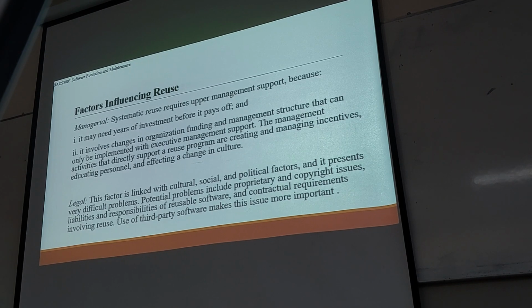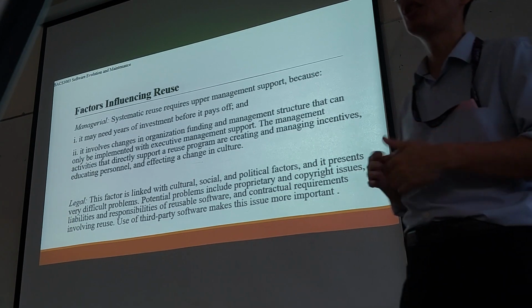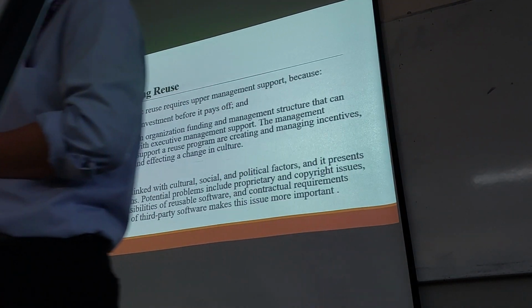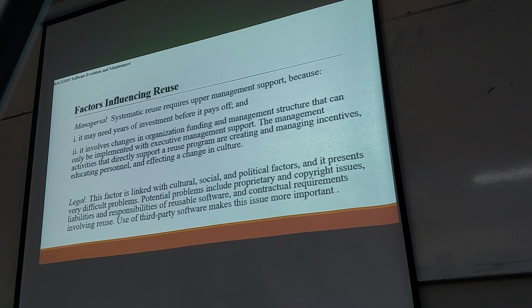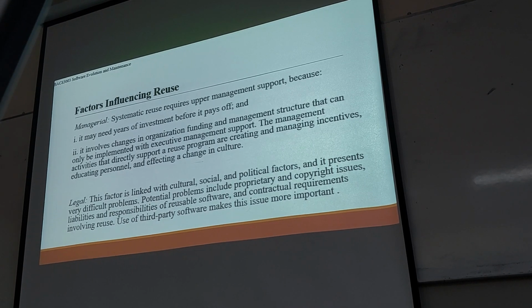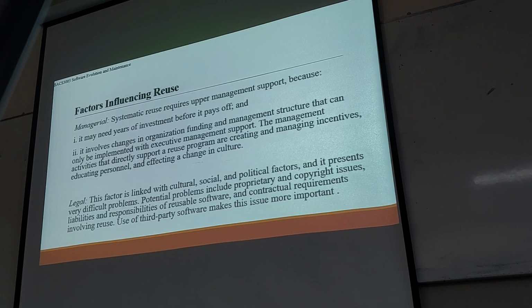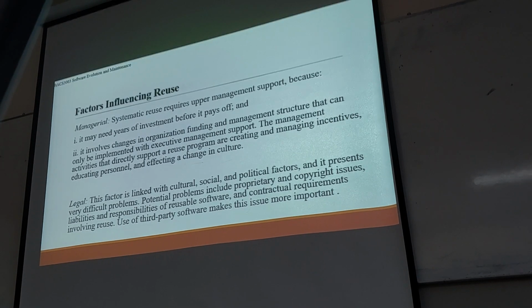What are the factors that influence reuse? First one, very important, managerial factors. Why? Because as I mentioned just now, when you want to produce components for reuse, this will incur a lot of resources, money, and time. And then you must have the managerial support to do this. Otherwise, you are not able to do it successfully, because the management is going to allocate the resources to you.